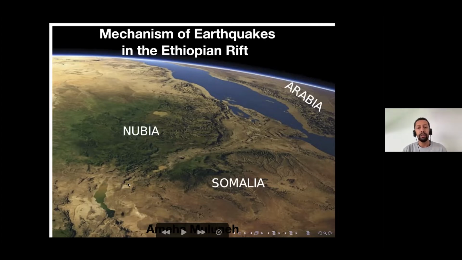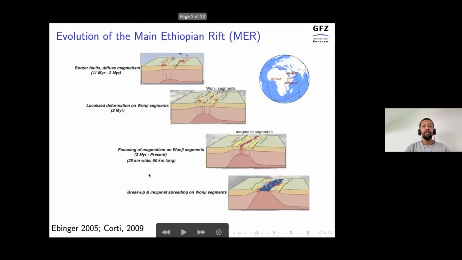And depending on the onset of rifting and deformation, we have the northern main Ethiopian Rift, the central and the southern. So our focus for this talk will be the main Ethiopian Rift. And this is the evolution. We have a schematic diagram that shows space-time evolution of the main Ethiopian Rift. And this is specifically applicable to the northern main Ethiopian Rift.